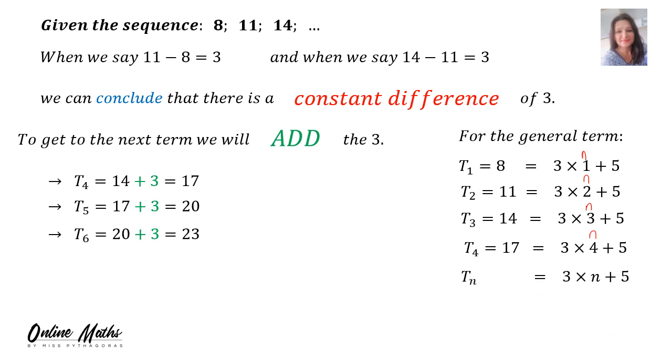Therefore, Tn will be 3 times n plus 5, and then the formula for the general term of a linear sequence is Tn is equal to d, can you see the constant difference, times n plus c. And then for this sequence, the general term is Tn is equal to 3n plus 5.